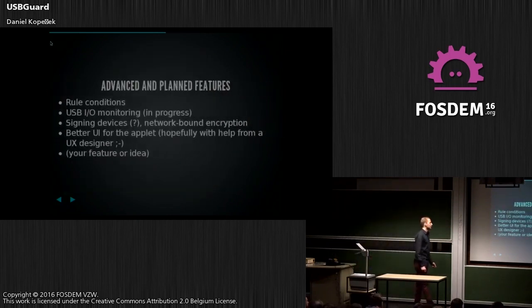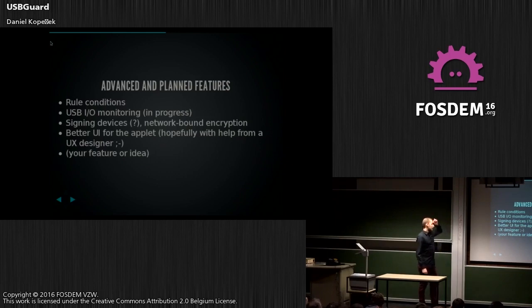So there are some advanced and planned features. The basic functioning of USBGuard is just blacklisting and whitelisting based on matching the device attributes that the device exports to the system. That is the list of the requested interfaces to interact with the system, and some serial numbers, supported protocols, and basic stuff that the USB specification tells the devices to export.